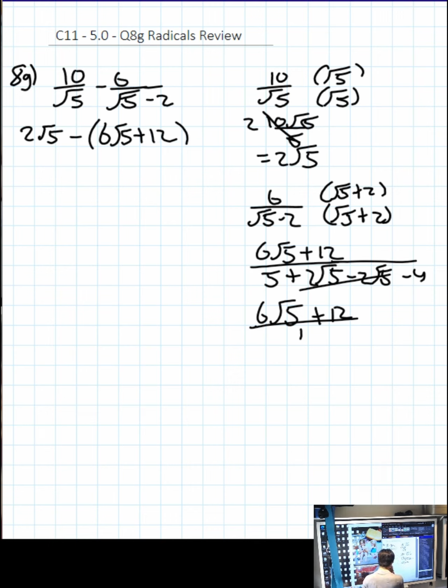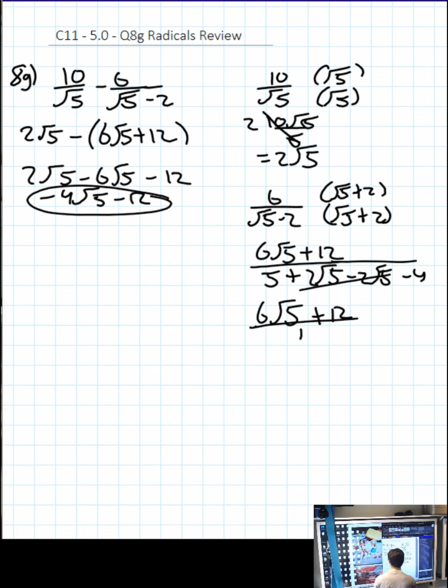Good. So now we can distribute that negative. So we're going to have 2 root 5 minus 6 root 5 minus 12. We're going to have negative 4 root 5 minus 12. Circle our answer. So that question, we rationalized the denominator and then added or subtracted.